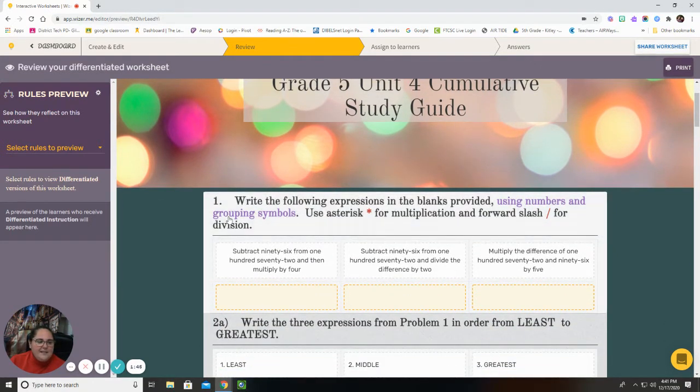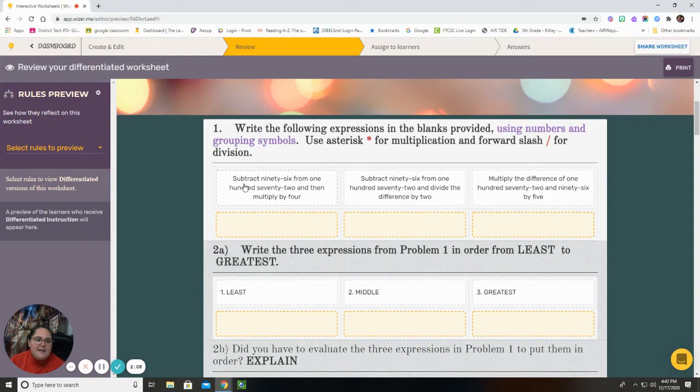So number 1, it says, write the following expressions in the blanks provided using numbers and grouping symbols. Use an asterisk for multiplication and a / for division. So we have 3 different problems. We need to figure out which choice, and there are choices, matches each problem. All right, so looking at number 1, it says, subtract 96 from 172 and then multiply by 4.